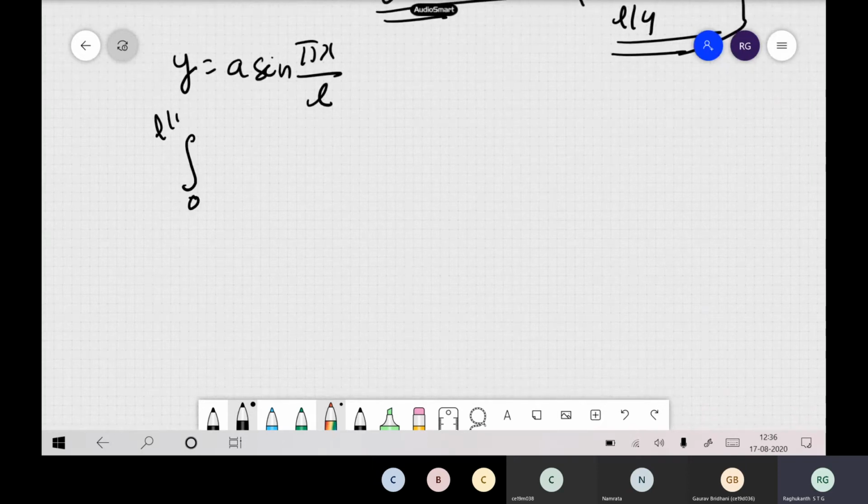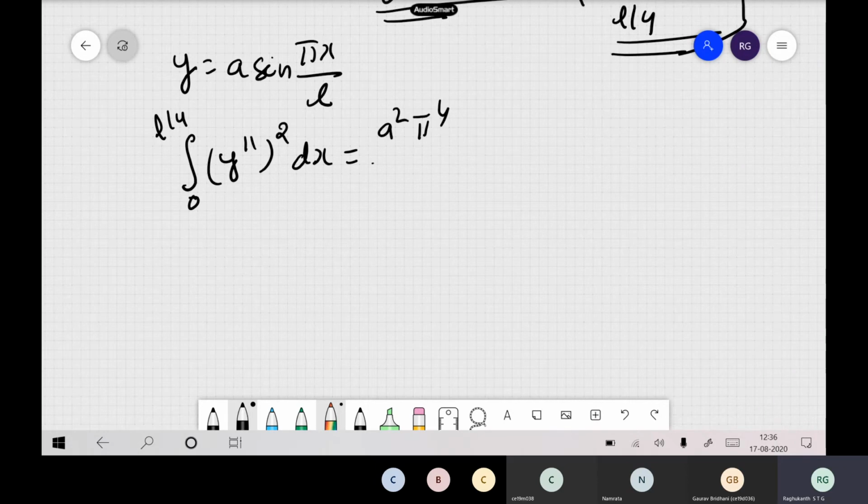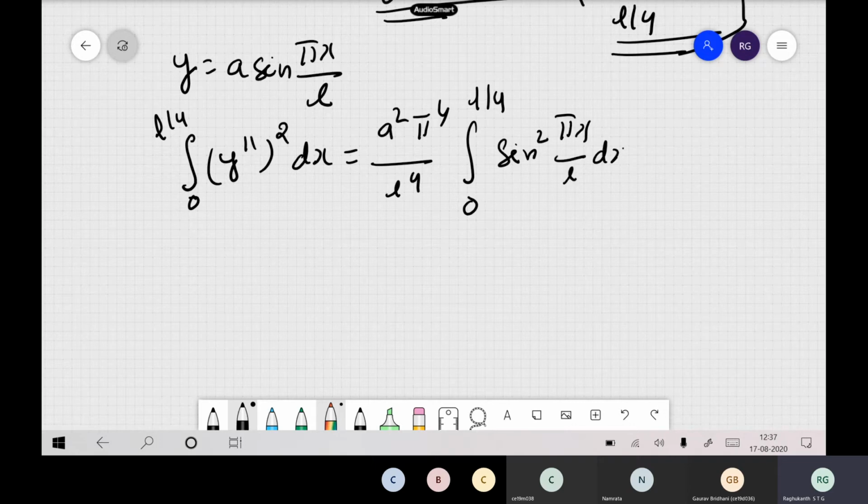So integral 0 to L by 4, with the sinusoids squared dx kind of a thing. So all of this is a square pi to the power of 4 by L to the power of 4, integral 0 to L by 4 sine square pi x by L dx kind of a thing. So this turns out to be 0.045 a square pi to the power of 4 by L cube. Okay, so this is the integral.